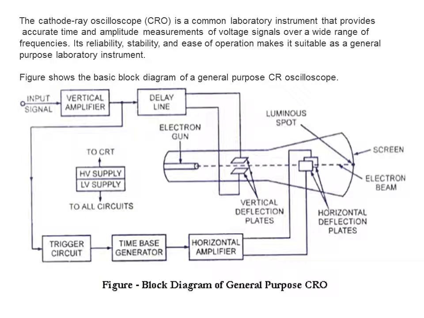Let us see the block diagram of a general purpose CRO. CRO is nothing but cathode ray oscilloscope, which is a common laboratory instrument that provides accurate time and amplitude measurements of voltage signals over a wide range of frequency. So we will understand the principle of oscilloscope.